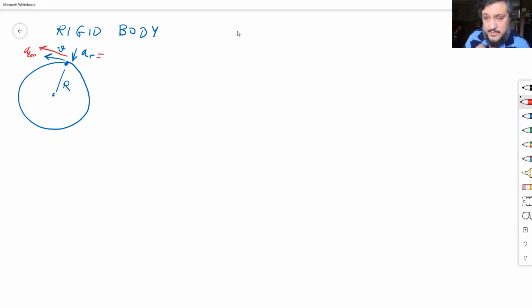And the radial component would be equal to v squared over r. And the tangential component depends on whether it's speeding up or slowing down. If it is speeding up, it's parallel to the velocity. If anti-parallel, that's because it's slowing down. Now, that is for a point particle. So this was just simple circular motion of a point particle.